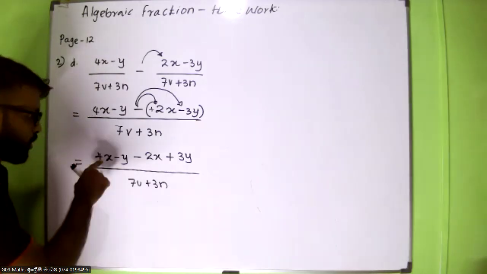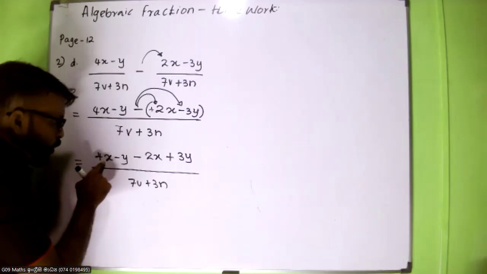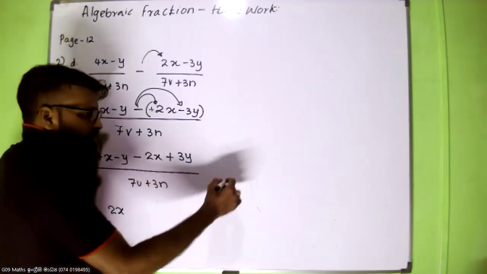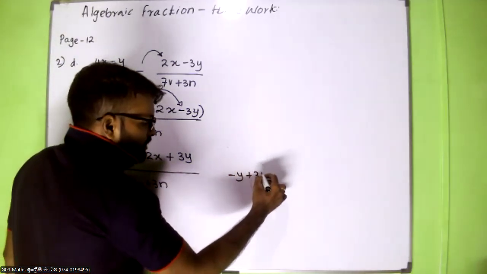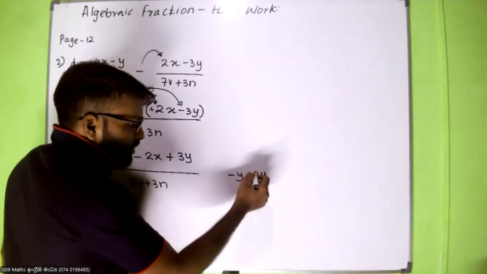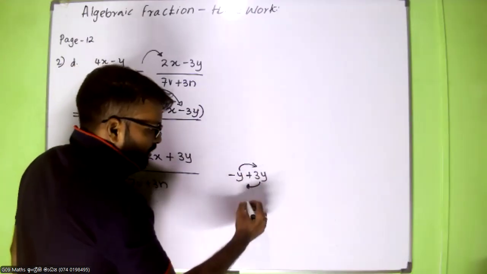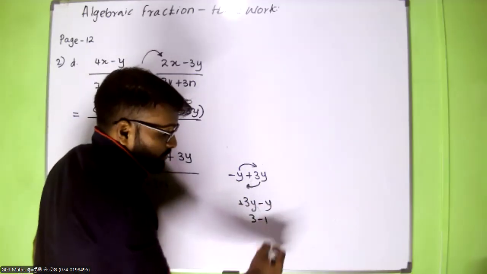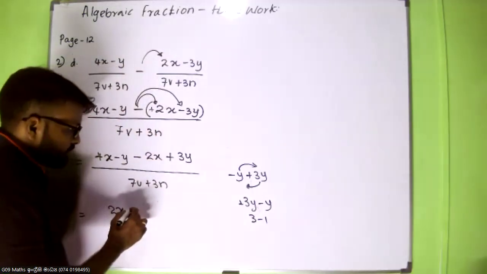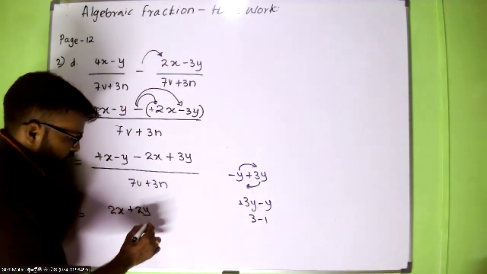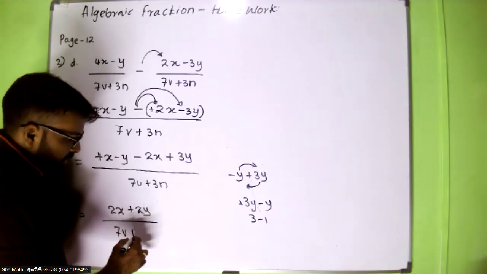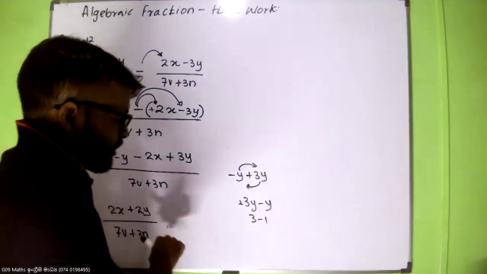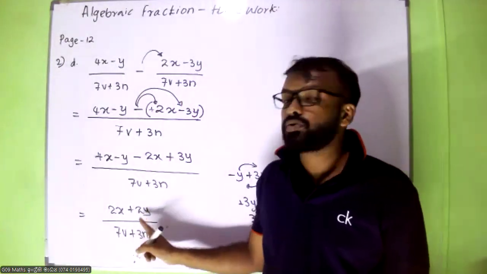So you have to simplify the like terms. 4x minus 2x, 2x. Minus y plus 3y. What is this? Exchange the terms. 3y minus y. 3 minus 1, 2y. Positive 2y. If you want, you can keep this as your final answer.